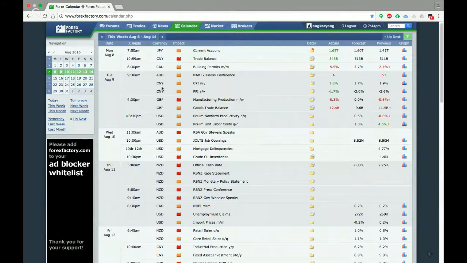Positive data from China actually gives some relief for Aussie as well as perhaps Kiwi. But for Kiwi this week, the main focus will be on Thursday, with the RBNZ expected to cut rates.